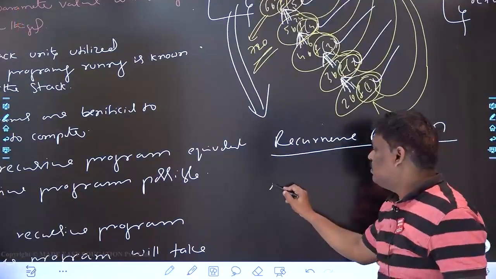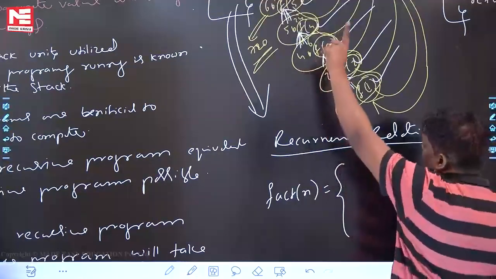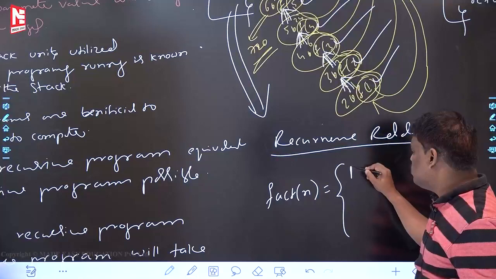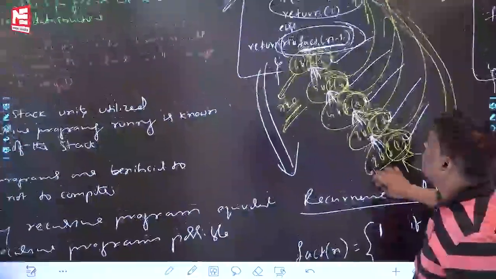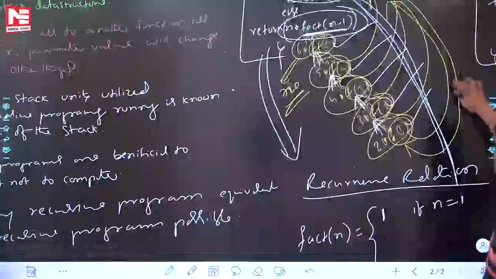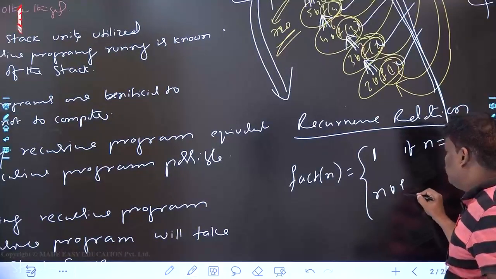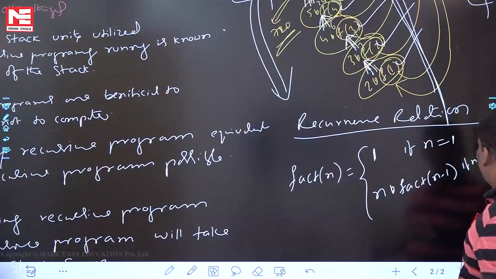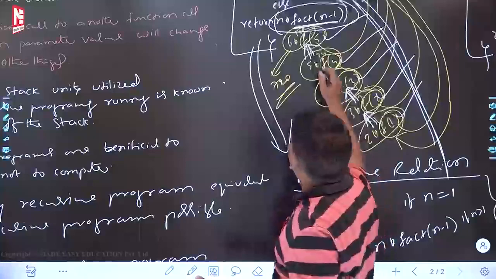Let me write how. See this one, fact of n is equal to the recurrence relation. I am writing the same thing in the form of a mathematical relation, that is called a recurrence relation. Fact of n is 1 if n is equal to 1. That is the first point. The second point: otherwise, what is the answer? n into fact of n minus 1 if n is greater than 1. This is the second point.